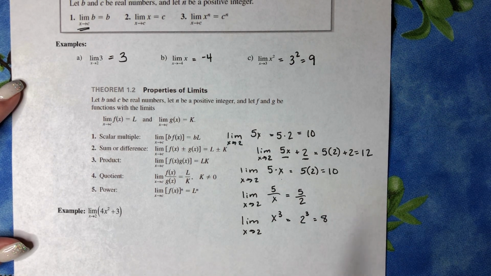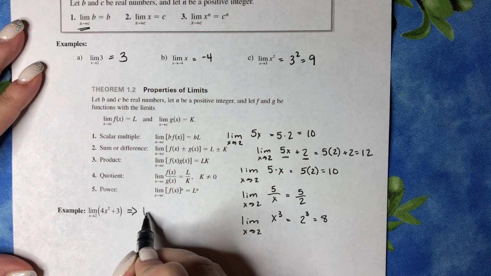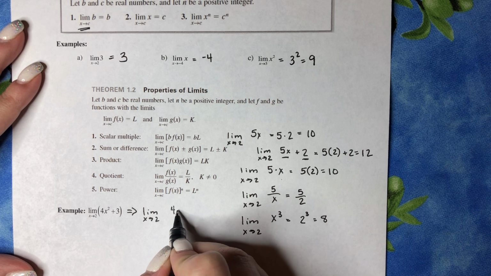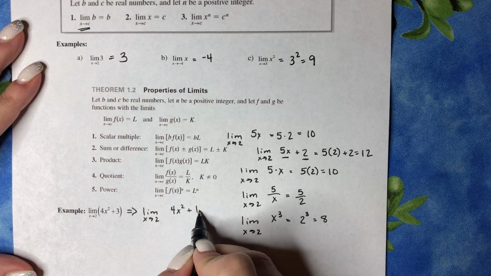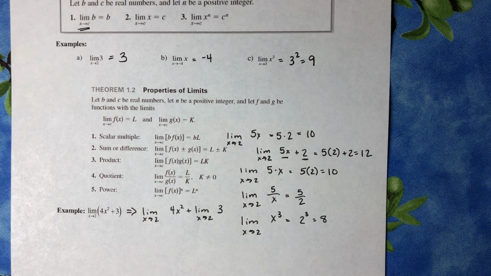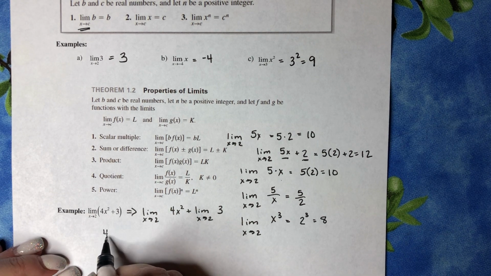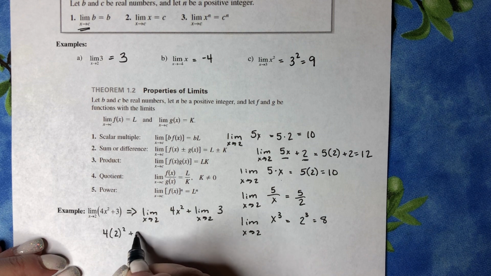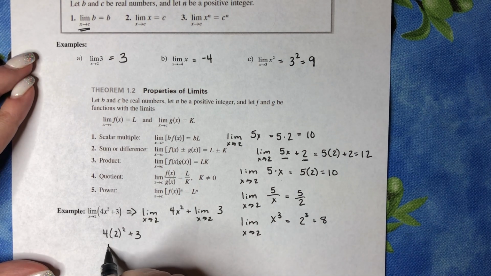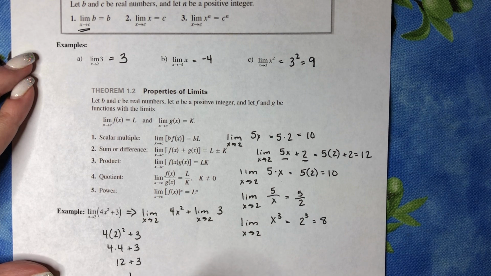So let's go down here and look at this. If I wanted to, I could change this into the following problem. See, look, I'm going to use that addition rule here. But what I'm going to tell you is you're going to get exactly the same answer as if you just did substitution. So if you just do 4 times 2 squared plus 3, you're going to get the same answer if you drag it out really long. So that's going to be 4 times 4 plus 3, so 12 plus 3, 15.